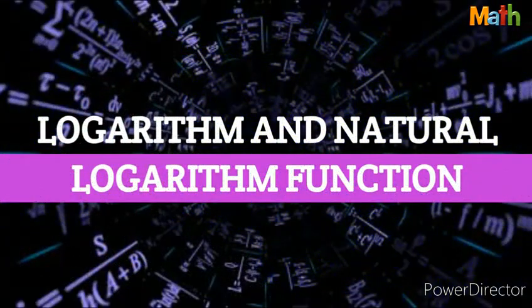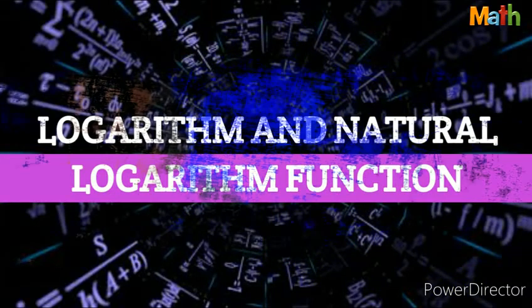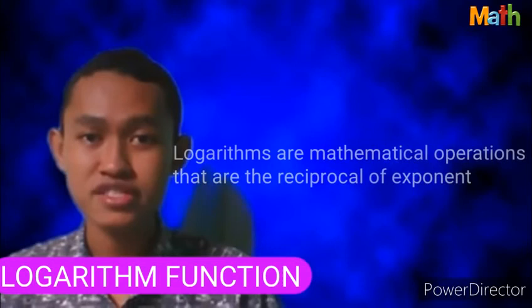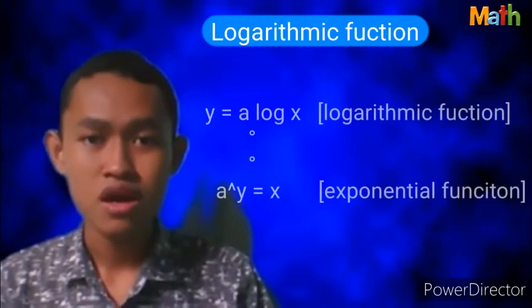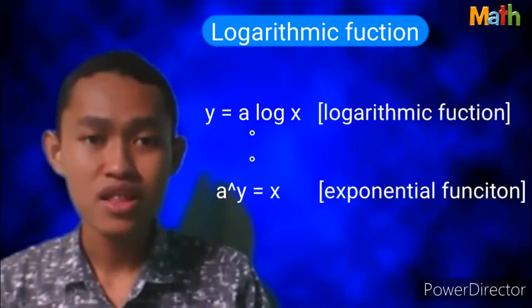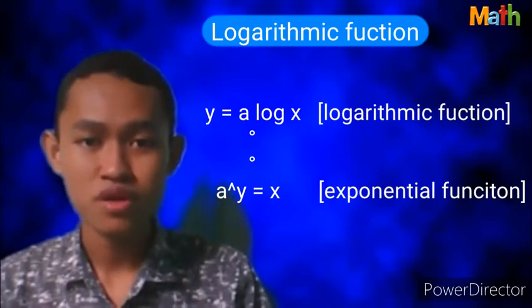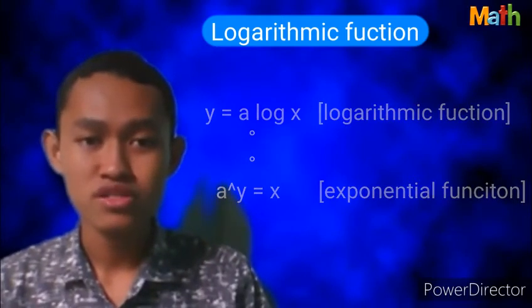Last is logarithm and natural logarithm function. Logarithms are mathematical operations that are the reciprocal of exponents. If y equals a to the exponent x, where a is bigger than 0 and a is not equal to 1, is an exponential function with the base number a, then the inverse function is written as y equals a log x. To graph a logarithmic function, for example y equals a log x, we first convert y equals a log x to its exponential form, namely a to the exponent y equals x.